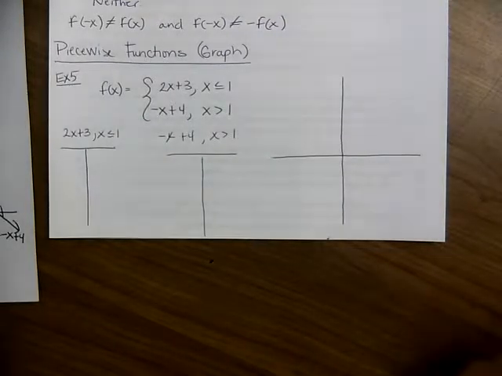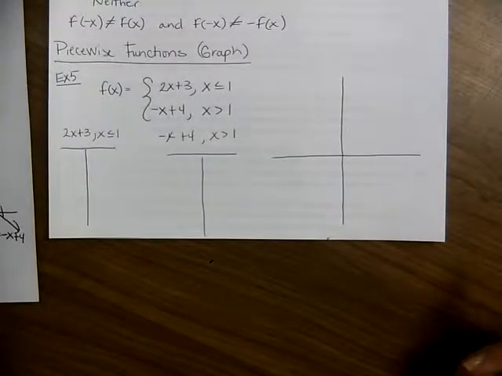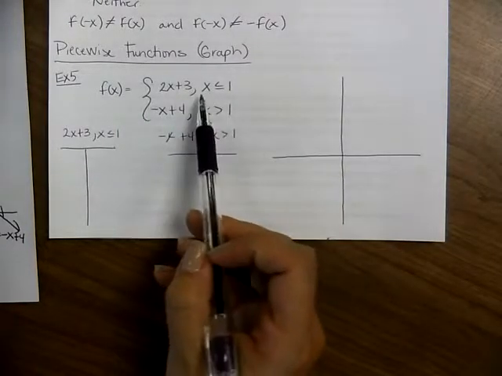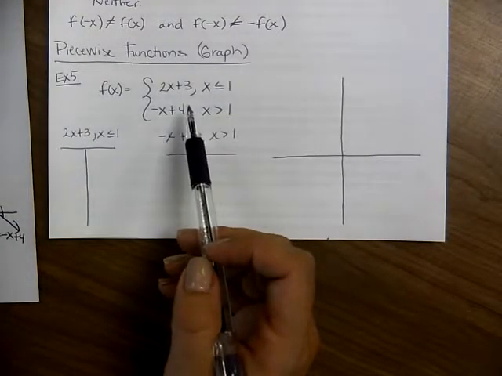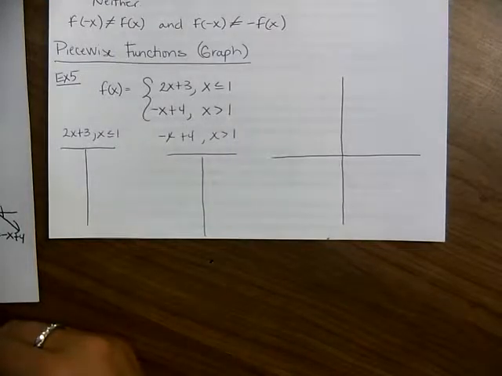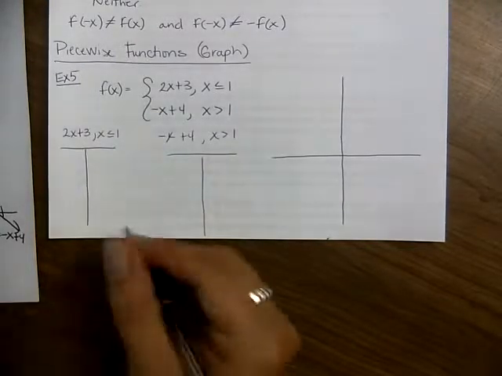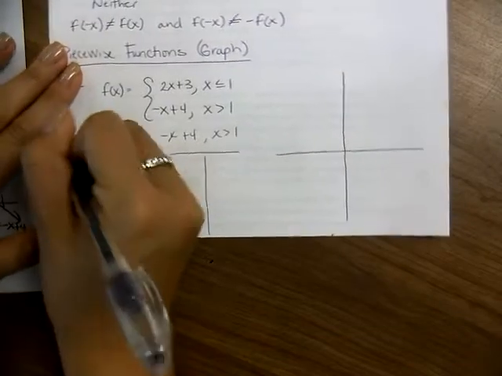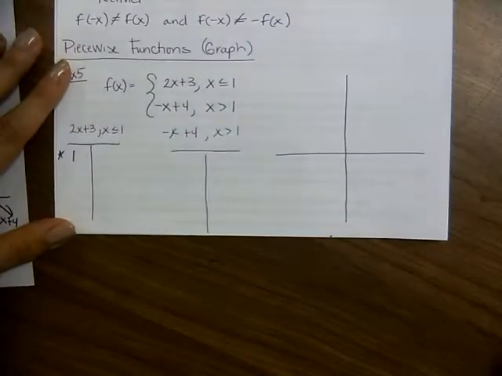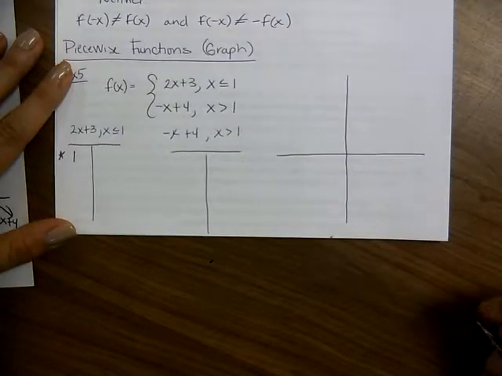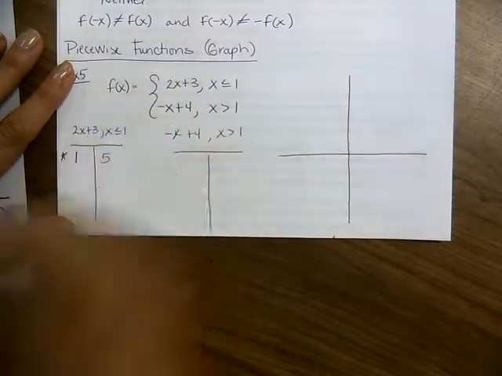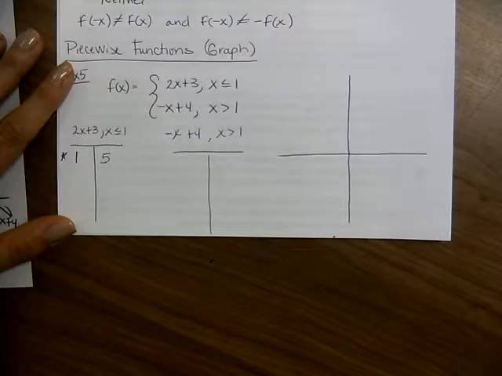Now, when you do these, you want to pay attention to the domain restriction, but there's going to be a special point that we have to make sure is on both of our tables. So looking at this 2x plus 3, it's saying where x is less than or equal to 1. So the largest value I should really have on my table is 1, right? Because it can be 1. So I'm going to put a 1 here, but then I'm also going to put a little star next to it because it's important. I'm assuming that you know how to make a table of values. So this is 5, right? Plug in the 1 for x and simplify.